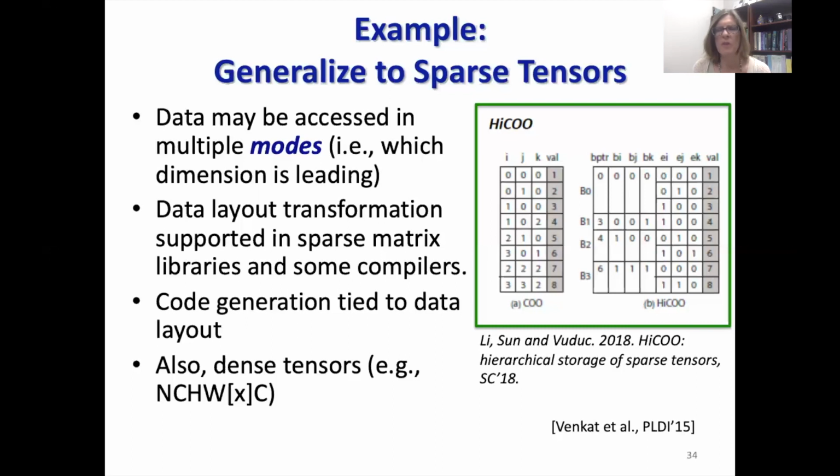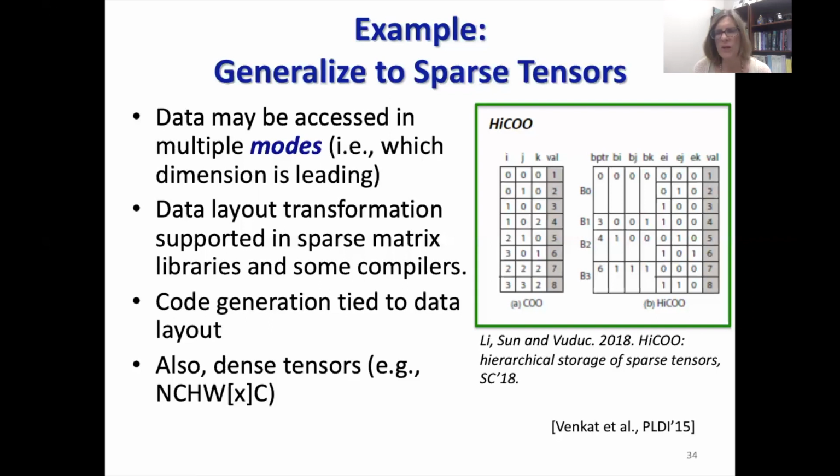transformation from one matrix representation to another. If you're looking at sparse tensor computations, the data may be accessed in multiple modes during the same computation. And a mode refers to which dimension is leading or the order in which you access the dimensions. So there are matrix representations that are designed to optimize for a given mode or, in general, for all modes.